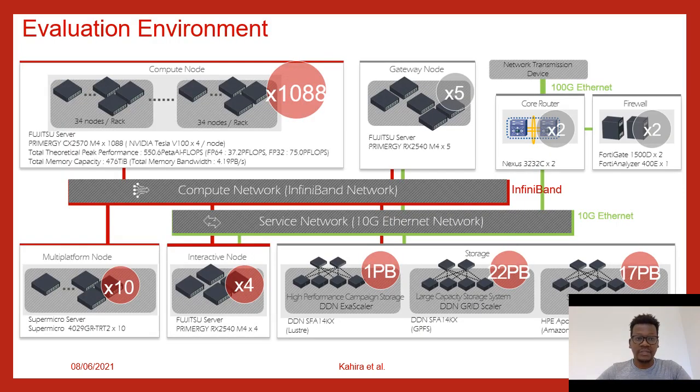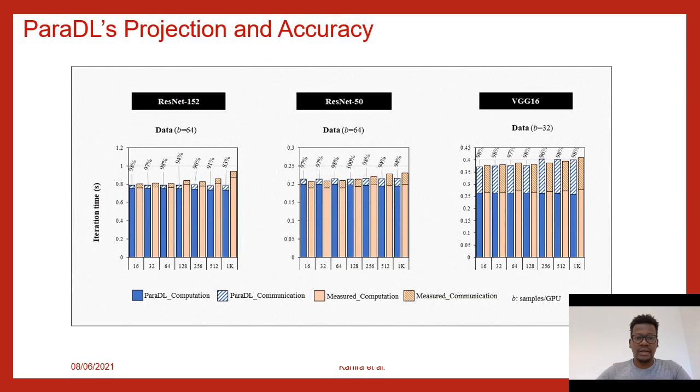This was our evaluation environment, the ABCI supercomputer, and basically each node has 4 V100 GPUs that we use for this work. On the results, I would like to first present the results of data parallelism, and we were able to attain very good results. And I would like to reiterate that part of the reason we obtain really good results is because this is a combination of analytical and empirical model. So with data parallelism, we got accuracies of above 90% for all the three models.